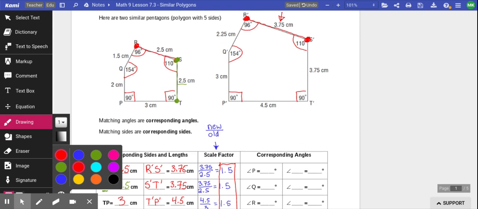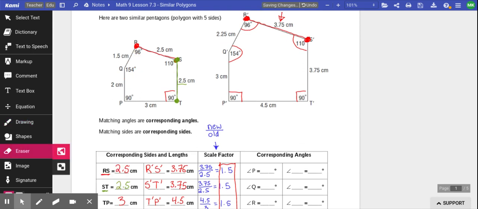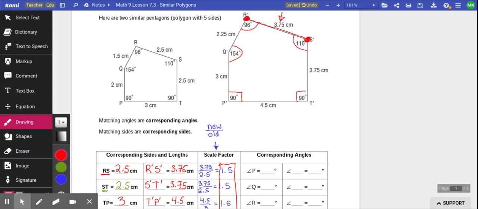So for instance, if we look up here, the way that this reads as angle P, that means you want to look and figure out where corner P is. It's right there. And figure out the angle that's at that point. In our case, it's 90 degrees. And that matches up with angle P prime over here, which if you look is also 90 degrees.